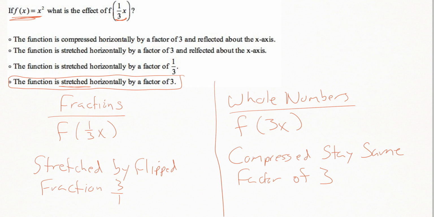And if you're looking for any of the ones that would have reflected over the x-axis, that would mean that you have a negative sign sitting in front of whatever is happening to the x value on the inside.